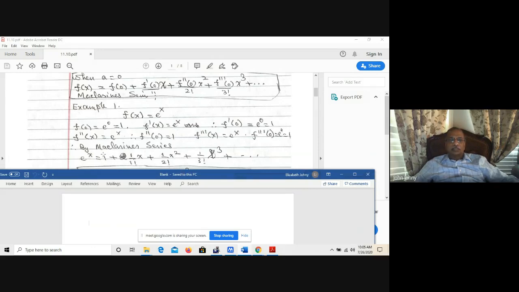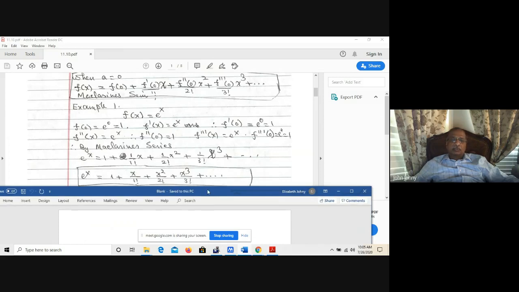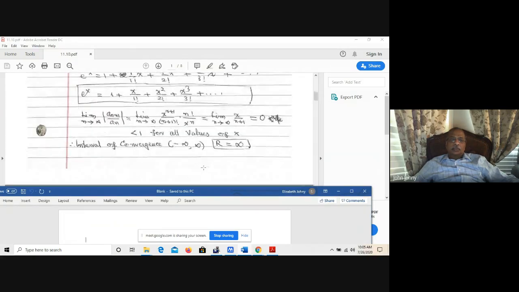So that is 1 plus 1 over 1 factorial x plus 1 over 2 factorial x square plus 1 over 3 factorial x cubed plus etc. So that is e to the power of x is 1 plus x over 1 factorial plus x square over 2 factorial plus x cubed over 3 factorial plus etc. This is also known by the name exponential theorem. So e to the x is 1 plus x over 1 factorial plus x square over 2 factorial plus x cubed over 3 factorial plus etc.